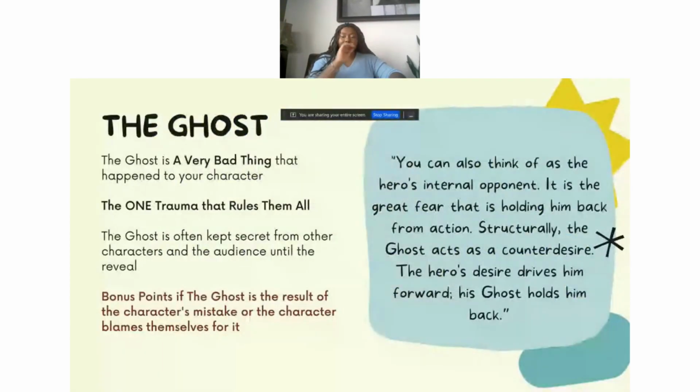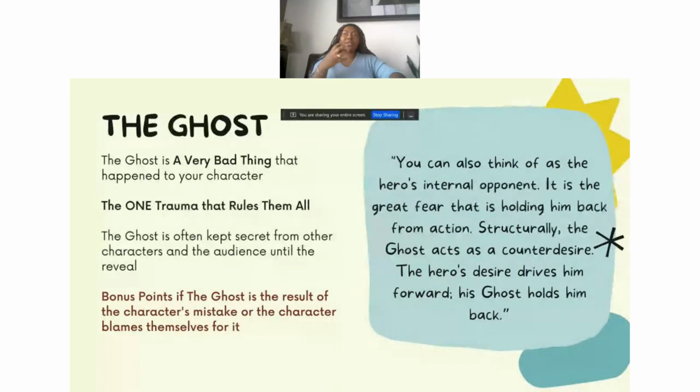The ghost is very connected to the lie. So the lie is the root of the want, the ghost is the root of the lie. This very bad thing that happened is the reason your character has this distorted view of the world in the first place. And we'll talk about a concrete example in just a minute.